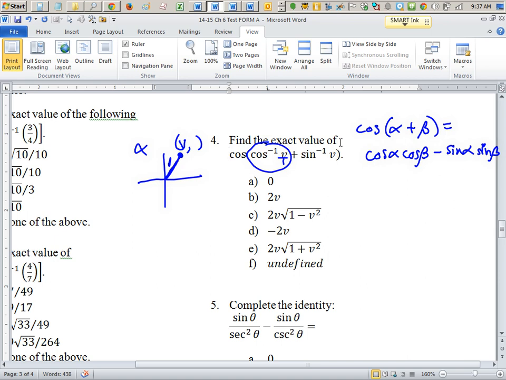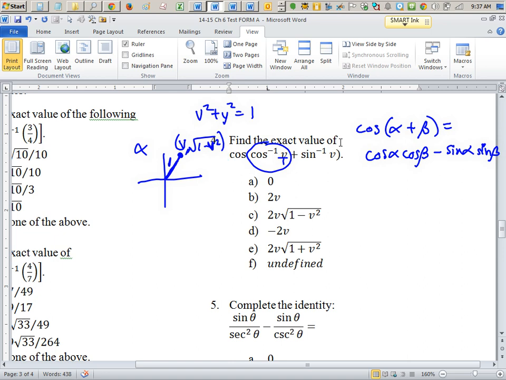I guess x is v and r is 1. So this leaves me with the question, what is my y here? Well, it turns out that since v squared plus y squared is 1, I can tell that y is the square root of 1 minus v squared. So that is really awkward, but it is what it is. Okay, but there's my picture.